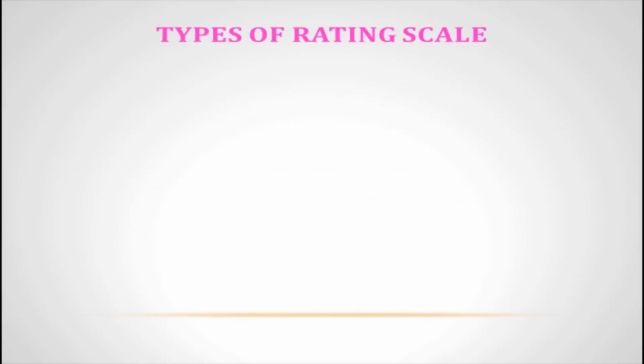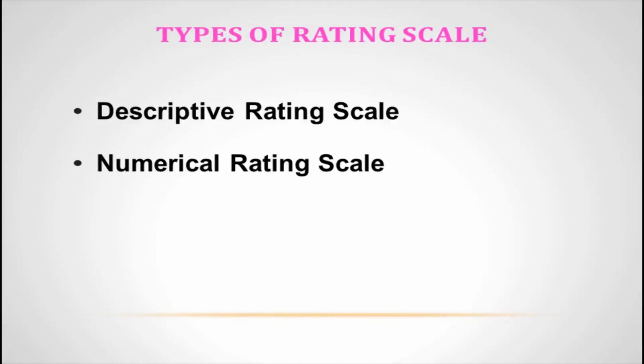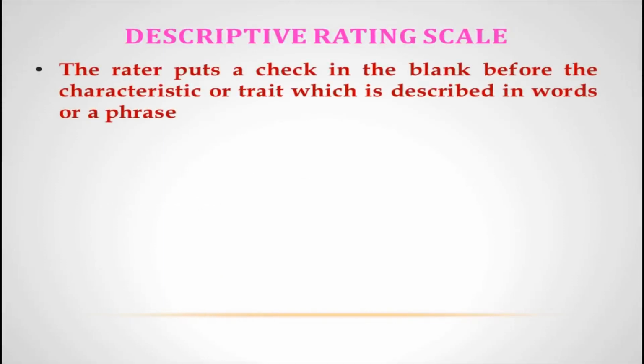Types of rating scale. The different types of rating scale are descriptive rating scale, numerical rating scale, and graphical scale. First, let us see about descriptive rating scale. In descriptive rating scale, the rater puts a check in the blank before the characteristic or trait which is described in words or a phrase.